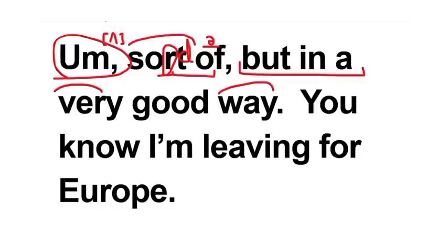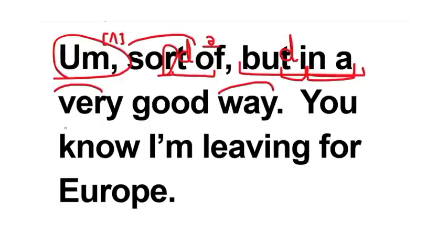They all link together. Again, we have ending consonant linking into a beginning vowel, ending consonant linking into a beginning vowel. Both of these links help to make it sound like one word, very smooth. But in a, but in a. Again, this T is turning into a flap T or a D sound. But in a, but in a, but in a very good way. Sort of, but in a very good way.